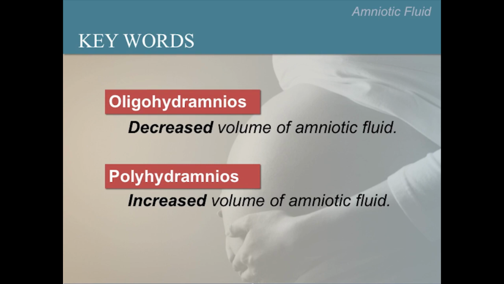Oligohydramnios means that there is a decreased volume of amniotic fluid. Polyhydramnios means that there is an increased volume of amniotic fluid. Please pause the video to practice saying oligohydramnios and polyhydramnios with your trainer.